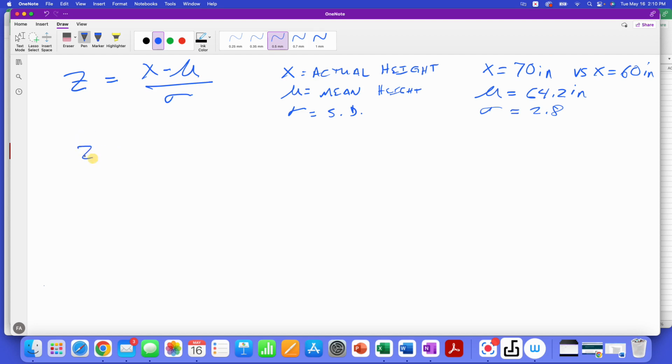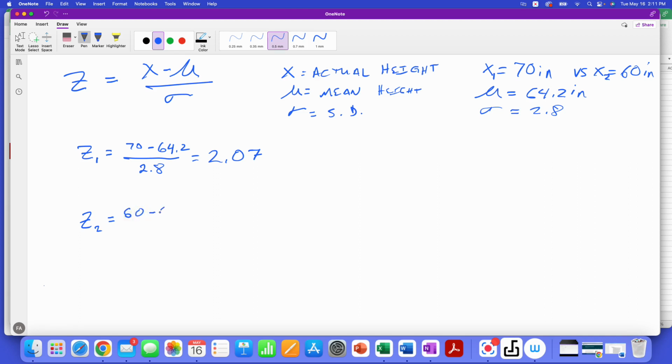So here let's call this the z-score for the first individual. We'll call this x sub 1 and this x sub 2, just to make it easier to keep track of the values. So this would be z sub 1, and we'd find that by doing 70 minus our mean of 64.2, divided by our standard deviation of 2.8. And when we do that, we end up with 2.07. And with z sub 2, we do that same process.